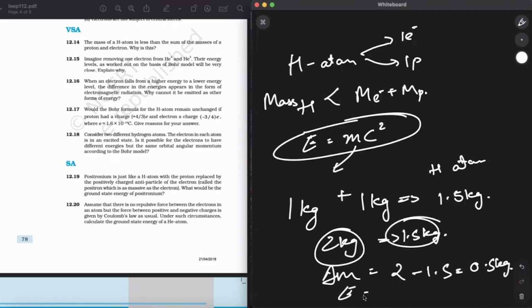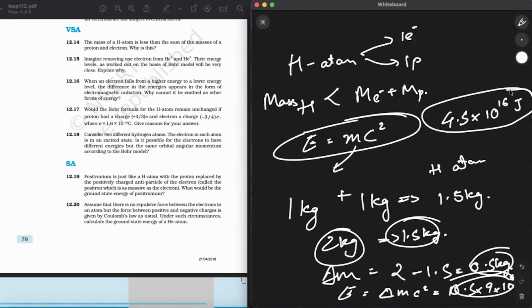So how much energy has been generated due to this mass defect? Delta M c squared will be 0.5 kg into c squared, that is 9 into 10 to the power of 16, so approximately 4.5 into 10 to the power of 16 joules of energy, just due to a half kg mass defect. So much, just due to half kg. Now let's start the solution for this. I just wanted to tell you what the mass defect is.